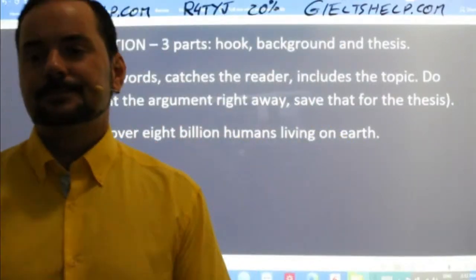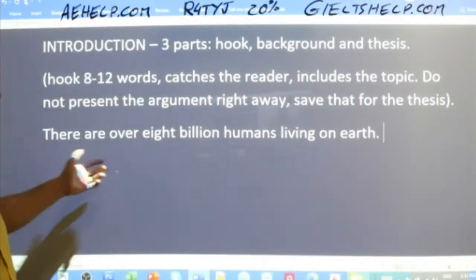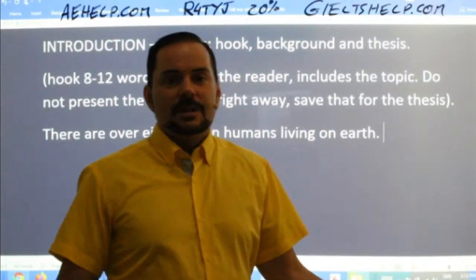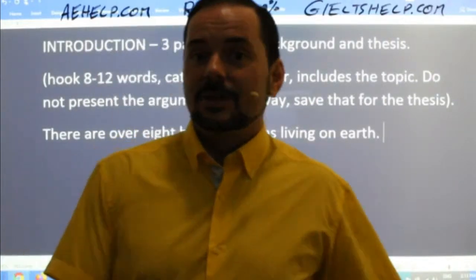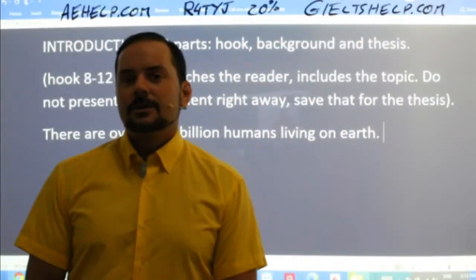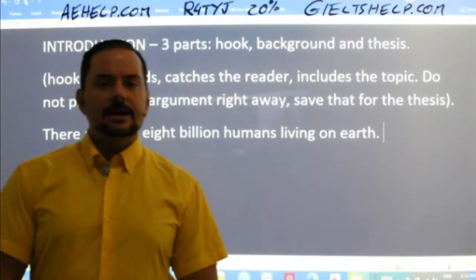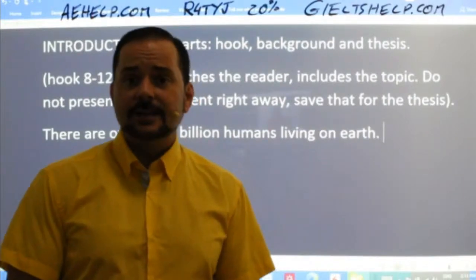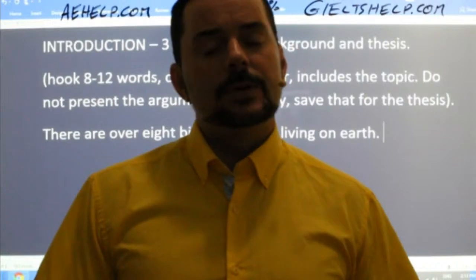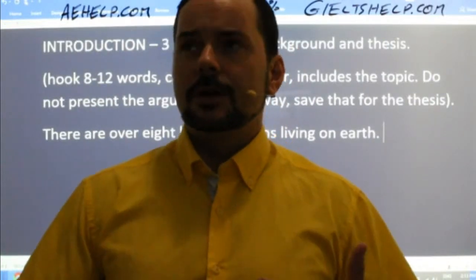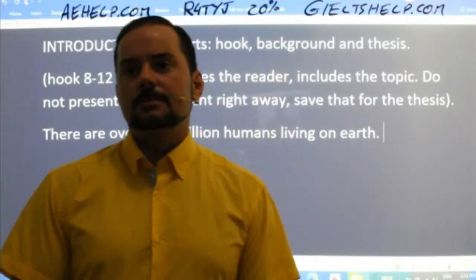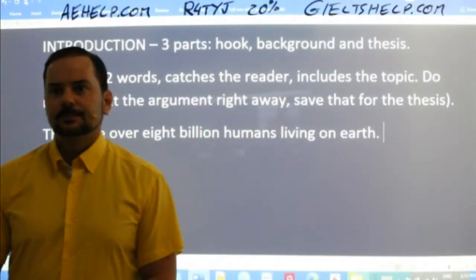Okay. So there are over 8 billion humans living on Earth. Are those 8 billion little ants the same little ants, or are they all different? Okay, no argument yet, but definitely an interesting fact about the topic that will inspire the reader to be curious and to think, okay, well, where is this going? Where is this factual statement going, right?